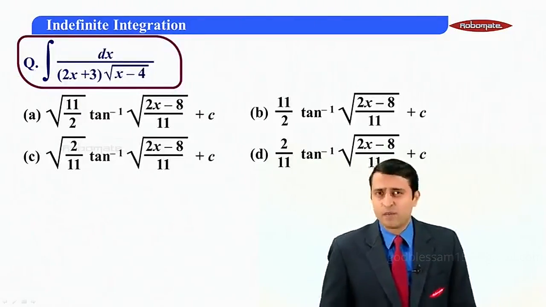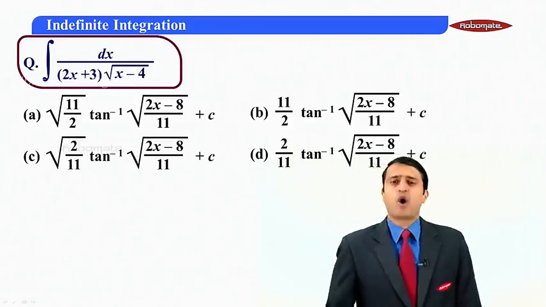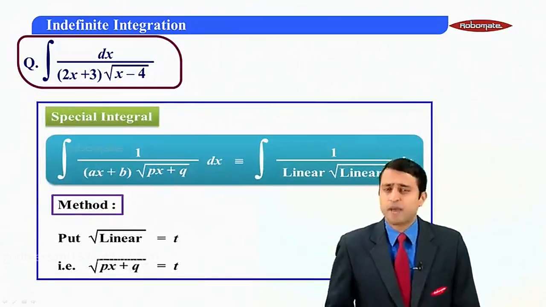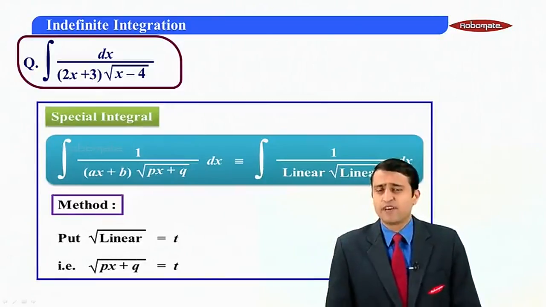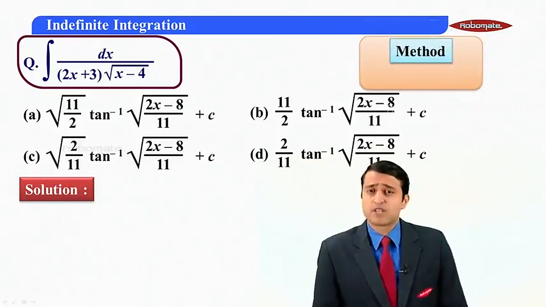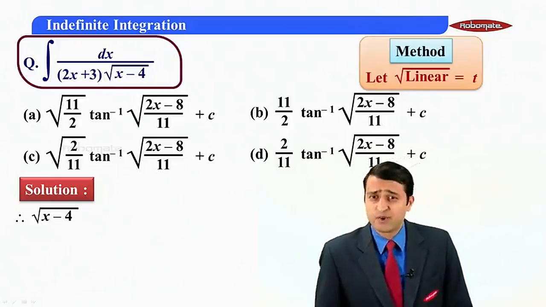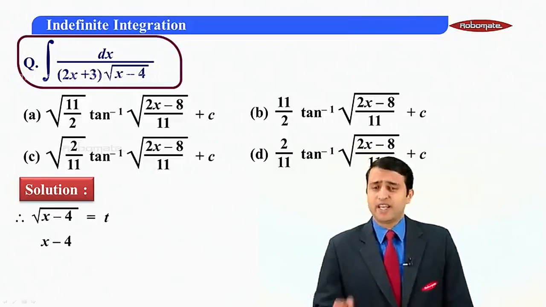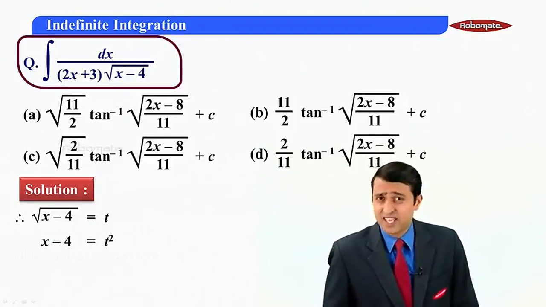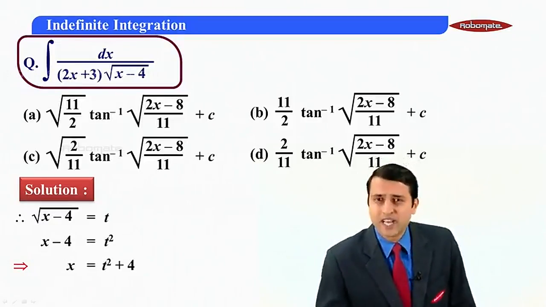I have integral 1 upon (2x plus 3) into root of (x minus 4), and we have 4 options. If you very clearly understand, we have just seen the method for integral of 1 upon linear root linear, and the method says substitute root of linear equal to t. So in this case I am going to write root of x minus 4 is equal to t, or can I say x minus 4 is t square? So if x minus 4 is t square, can I say x is equal to t square plus 4? Correct my dear students?